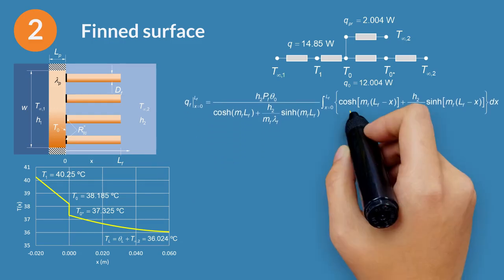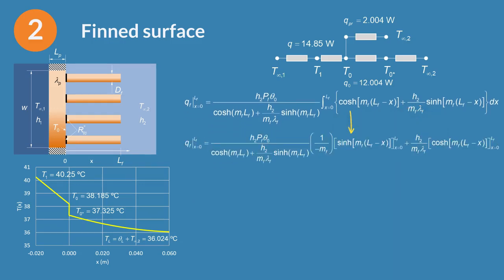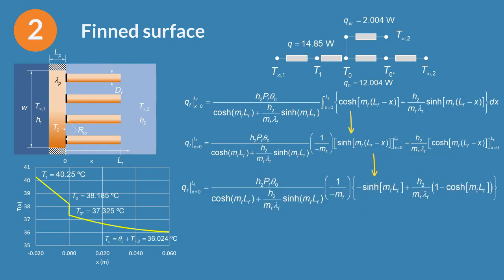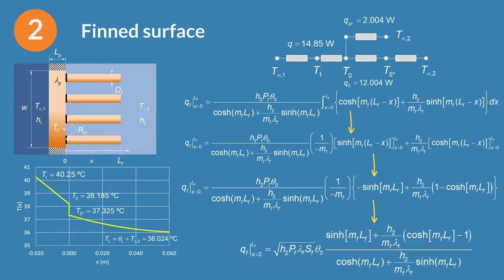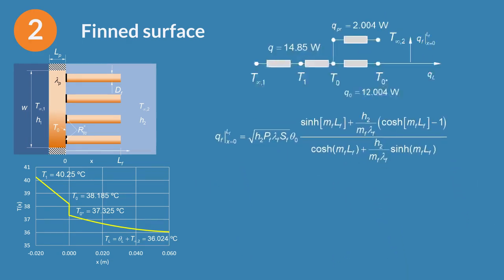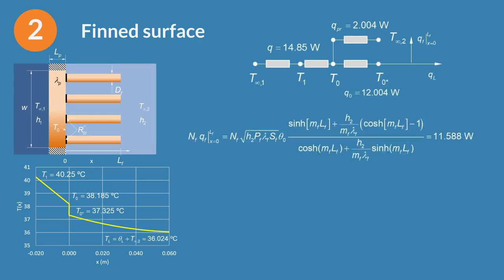The integral of the cosine is the sine and the integral of the sine is the cosine. The sine of 0 is 0 and the cosine of 0 is 1. Terms can be rearranged. And the result gives 11.588 watts. It represents a very high percentage of the heat coming from the fin's base.